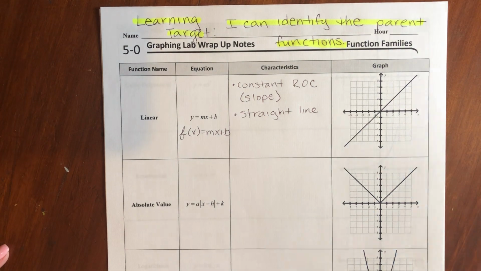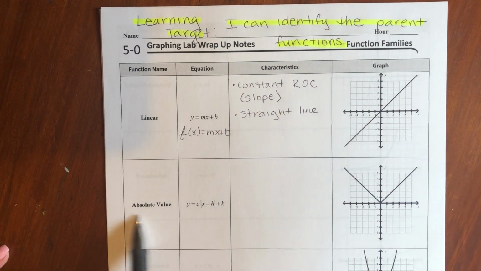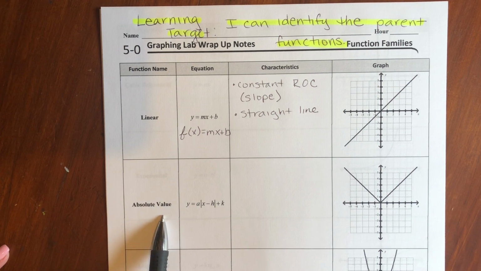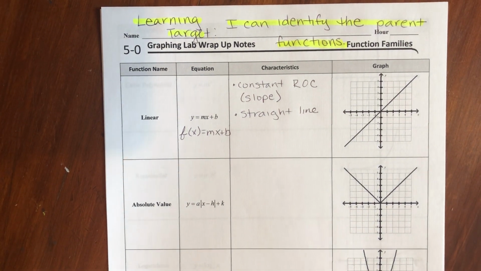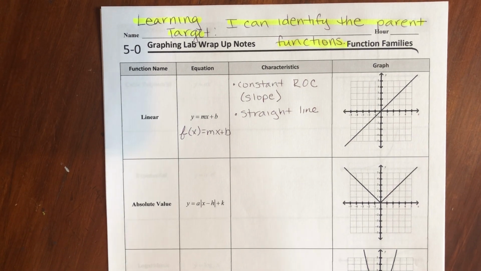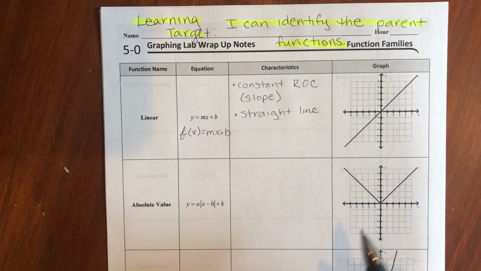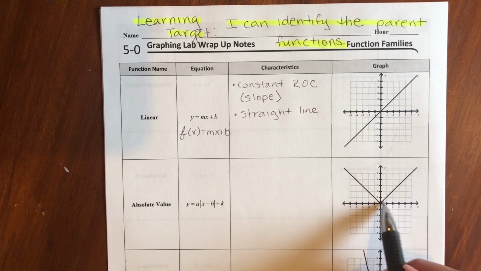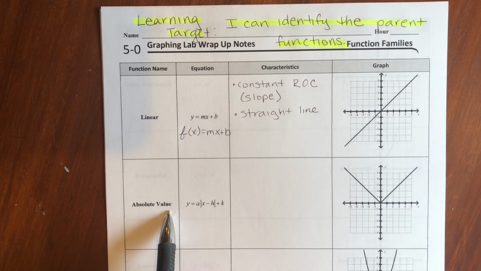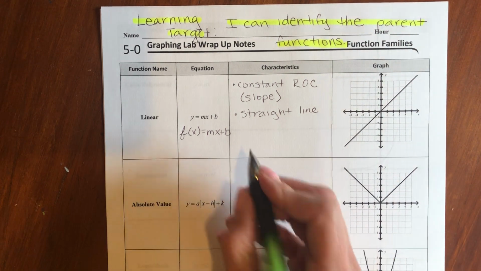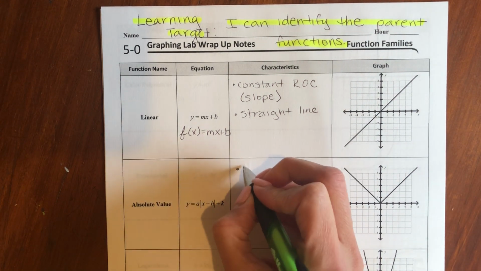And then the next one is the absolute value. I said a little bit earlier that this is what we're going to be going over, the absolute value function. We're going to be going over that in this chapter, so you need to be very familiar with it. It is a V-shaped graph. That is very important that you know. Just by looking at absolute value, it's going to be the V-shaped graph.